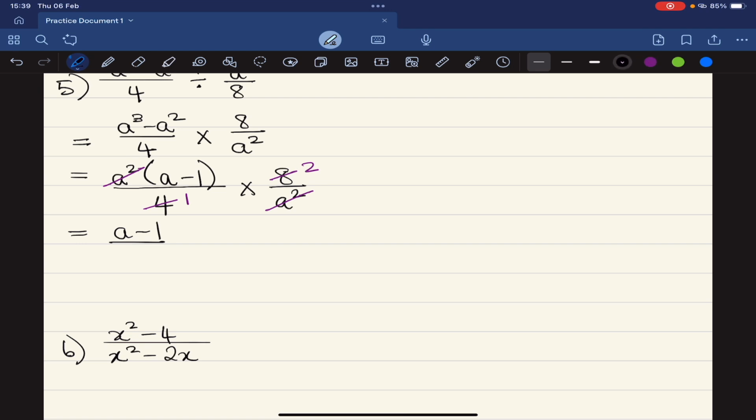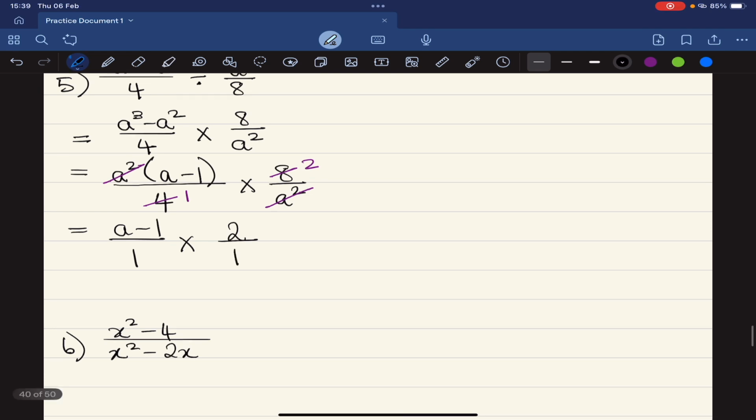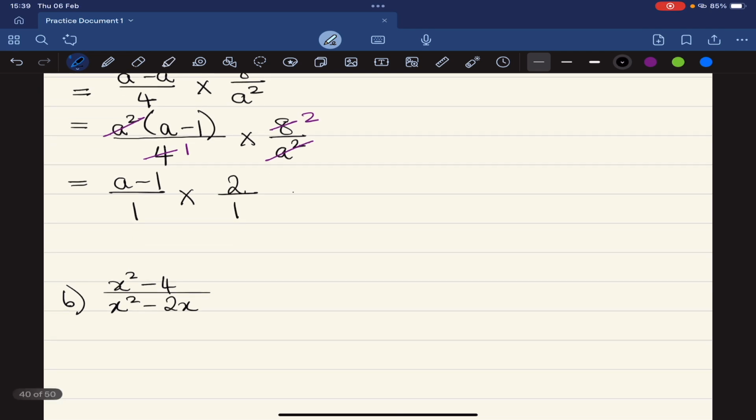So what I'm left over with actually is a minus 1 over 1 times 2 over 1. And if I take that to the next step and just simplify it further, I'm actually just left with, because a minus 1 over 1 is just a minus 1 and 2 over 1 is 2. So I actually have a minus 1.